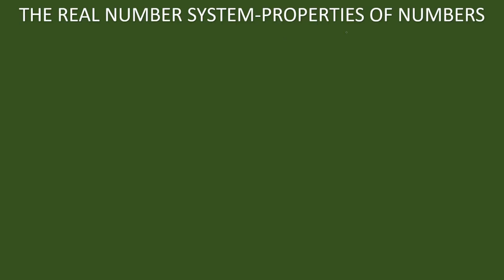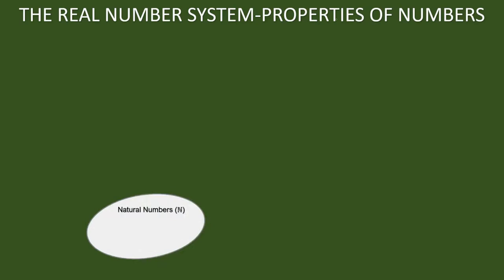Alright, in this lesson, we're going to discuss the properties of numbers. We'll start with the natural numbers. Natural numbers start from 1 and increase in ones up to infinity. They start from 1, then 2, 3, and go on like that, up to infinity.